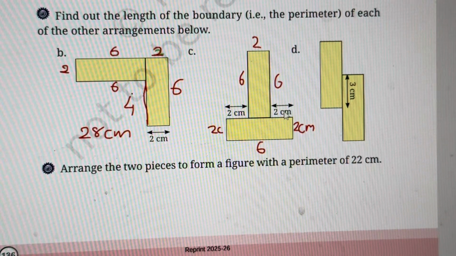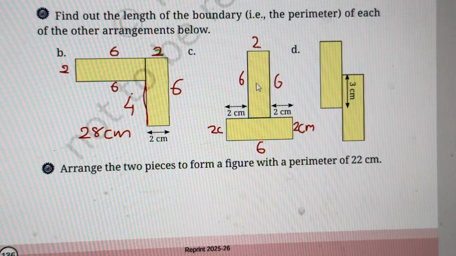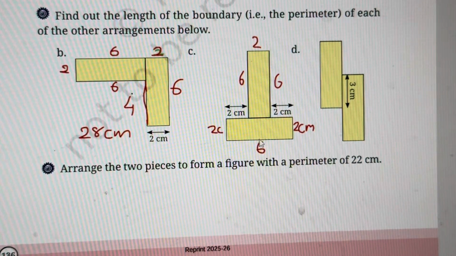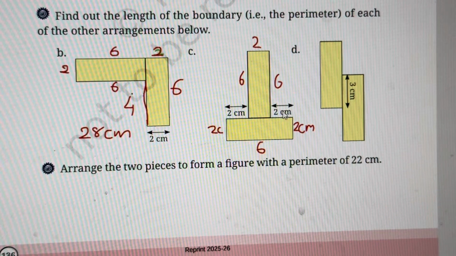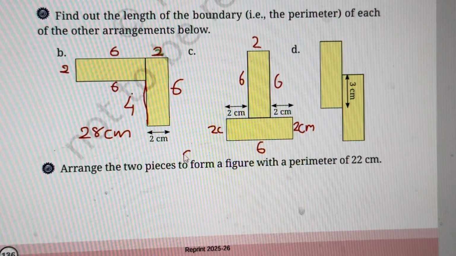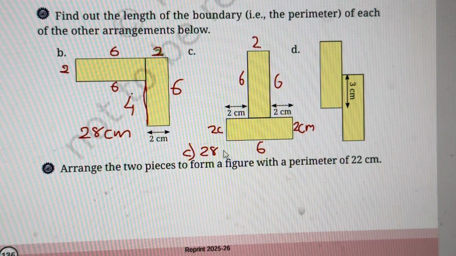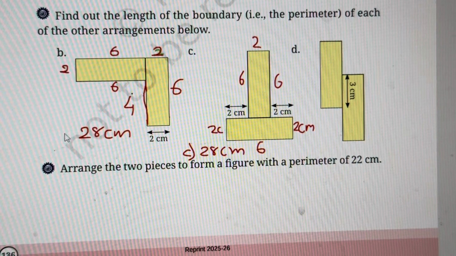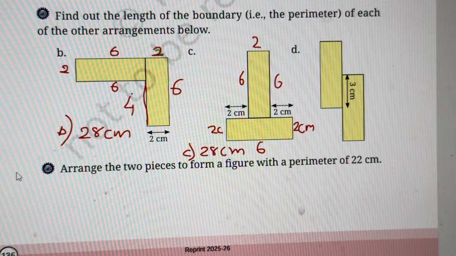So now if we add all this, there are different ways of calculating. 6 is 3 times, so 6 threes are 18. And 2 is 1, 2, 3, 4, 5 times, so 10. 10 plus 18 is 28 centimeters. So for C also the perimeter is 28 centimeters. For B also, even figure A was 28 centimeters.